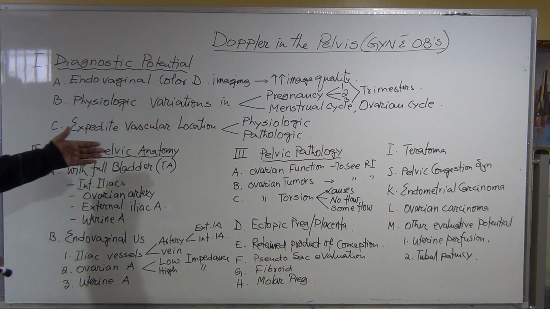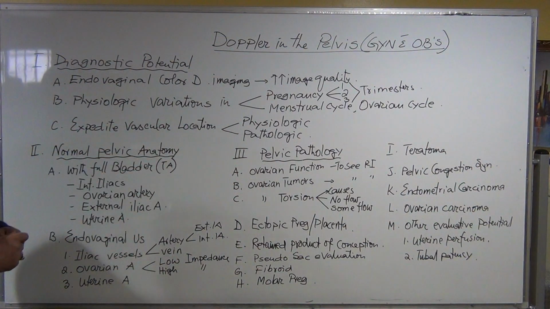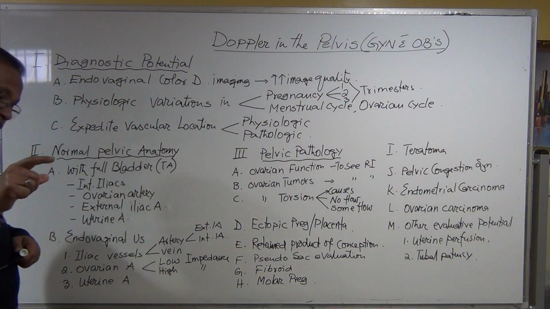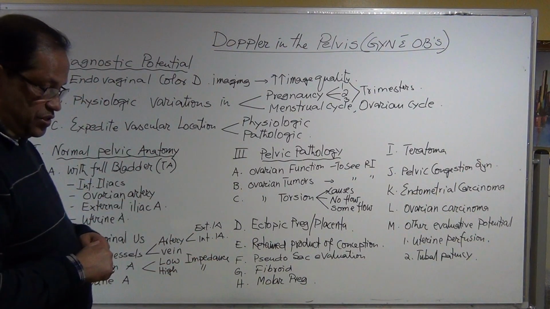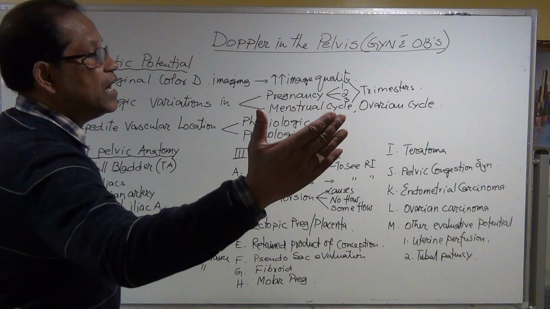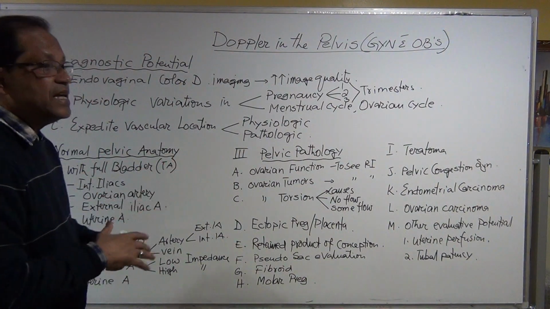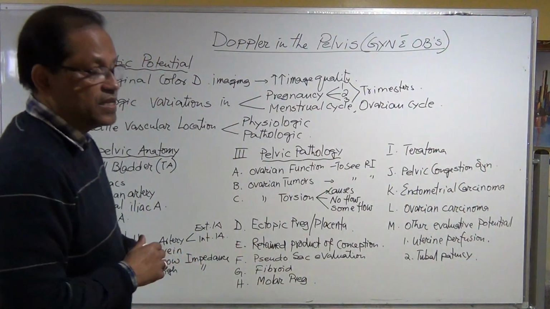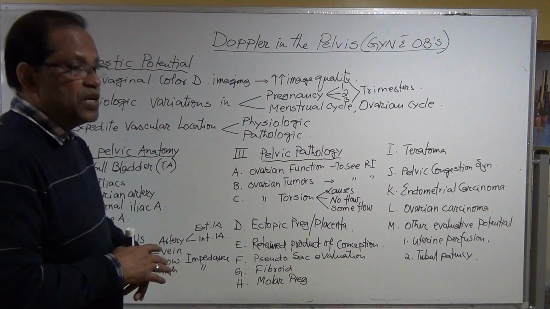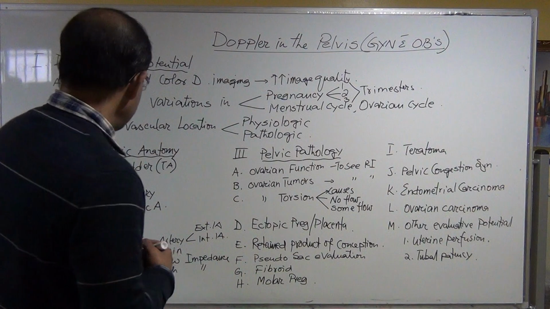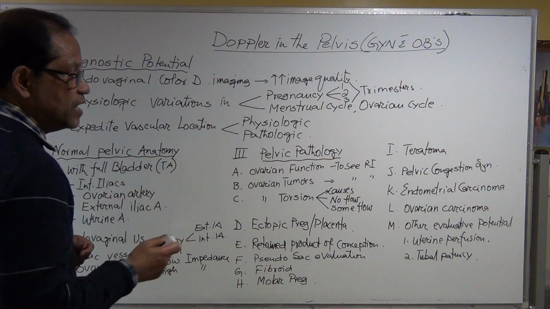And the second one is normal pelvic anatomy. In order to understand the normal pelvic anatomy, we might need to see the blood vessels and their relationship with the organs, along with the other organs, to get confirmation that this artery is, for example, the ovarian artery, uterine artery, fallopian artery, cervical artery, and the pelvic arteries and veins. So many blood vessels are there, so we might need to see them in order to identify the diagnostic structures.